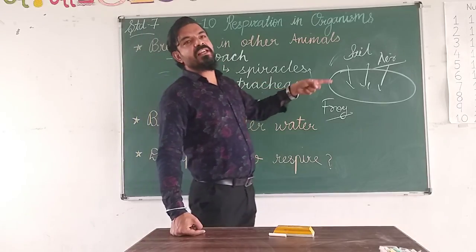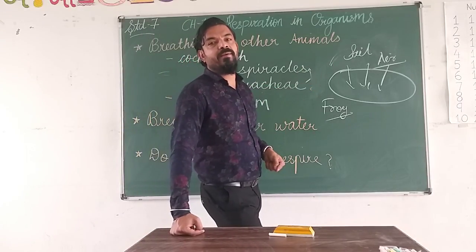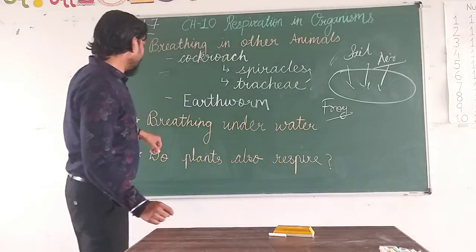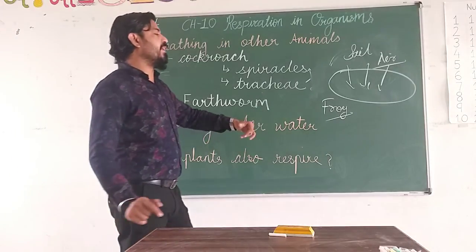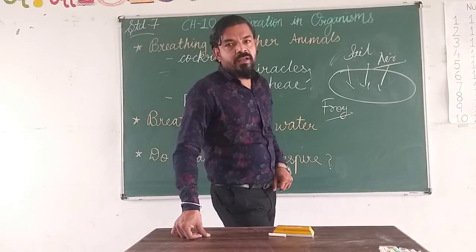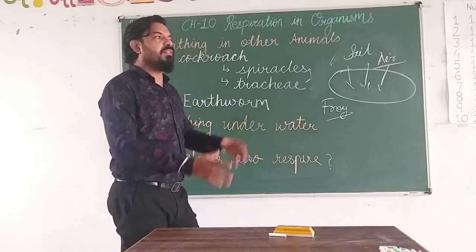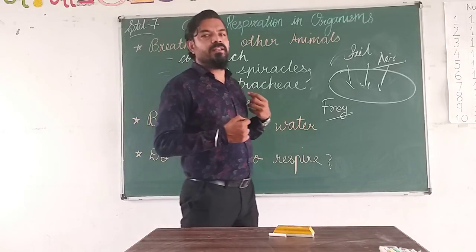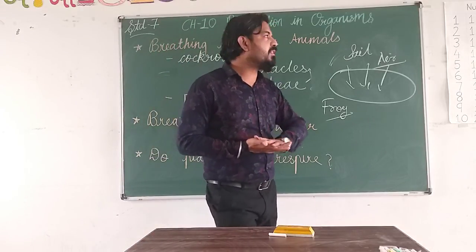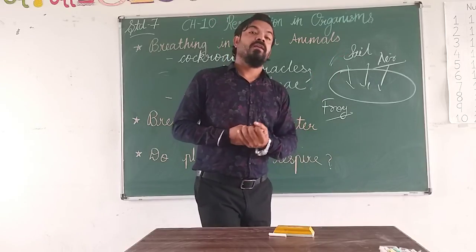So in the aquatic animal, frog has a moist skin. Okay, so we can say that breathing underwater for the frog, how do they breathe? With the help of the moist skin. And earthworm also has a moist skin, so they can also breathe.